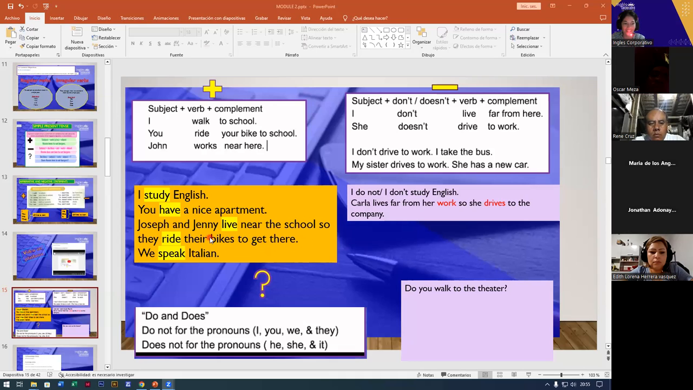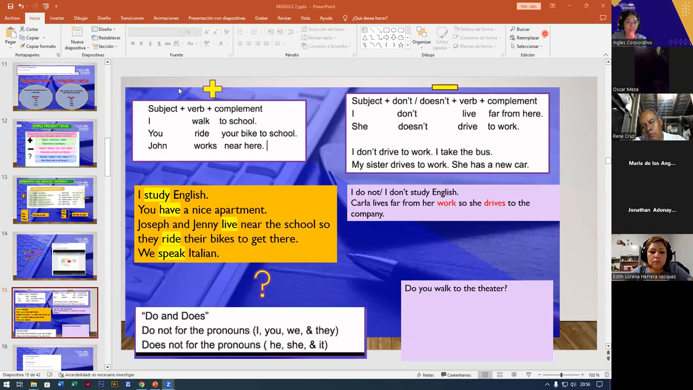So you have two verbs here, right? We speak Italian. So what is the form of the verb? Because you have subject I, you, in this case Joseph and Jenny is like they, base form of the verb. They ride, base form of the verb. We is plural, base form of the verb.